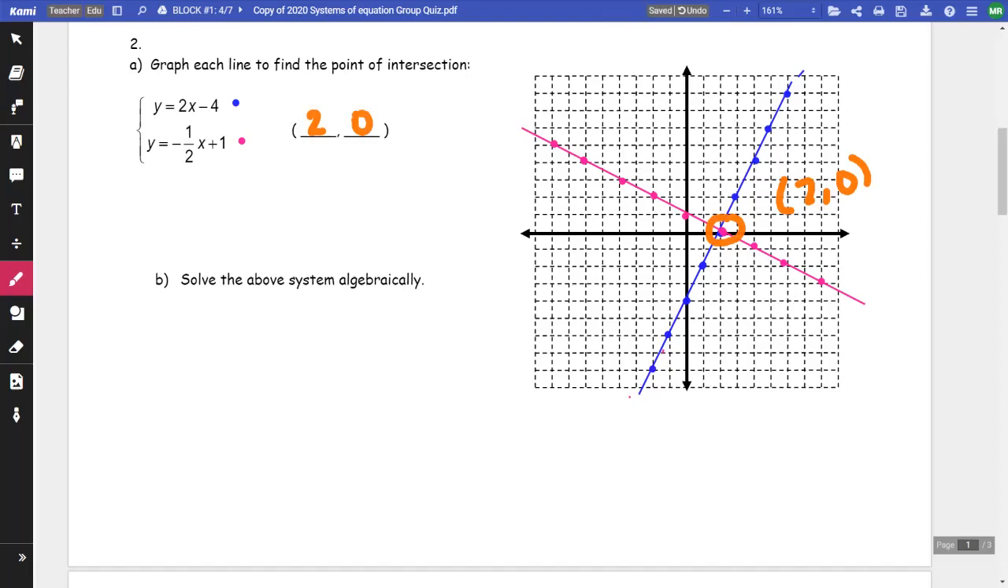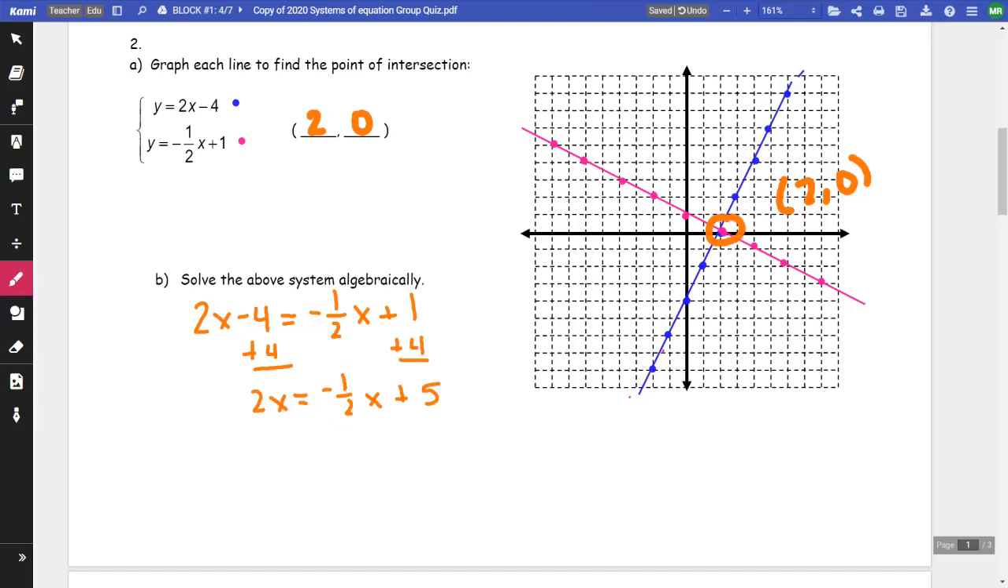And now we're going to solve algebraically, and I should be getting the same answer. Since both of these are y-equal equations, I'm going to use equal values. I'm going to set them equal. So 2x minus 4 is equal to -1/2 x plus 1. I think I'm going to add 4 to both sides. So I'm going to get 2x is equal to -1/2 x plus 5.